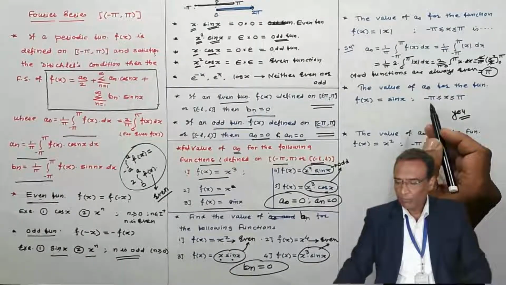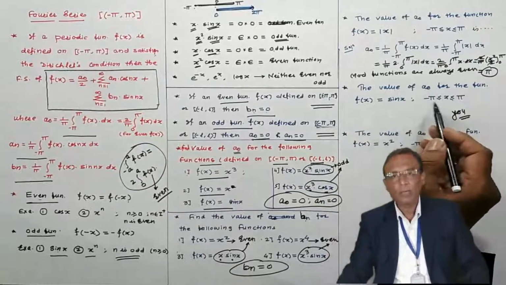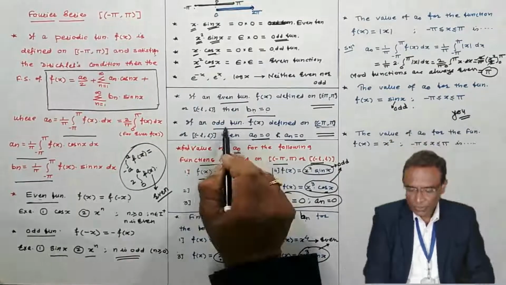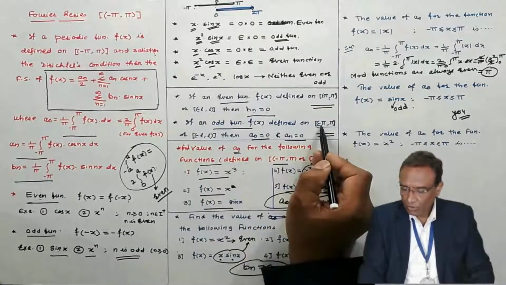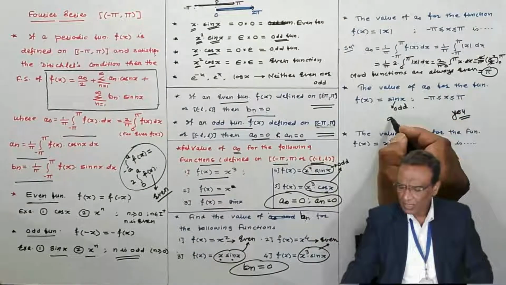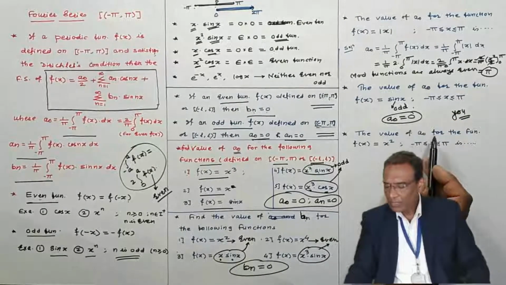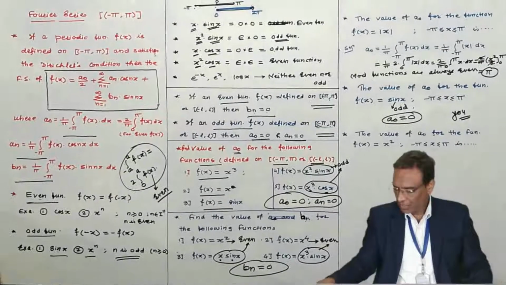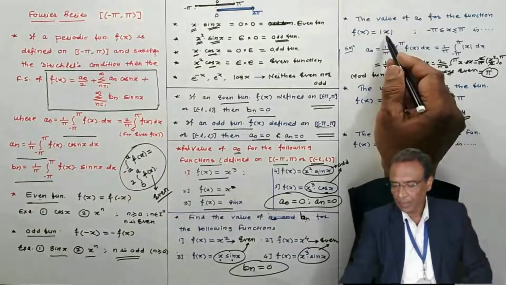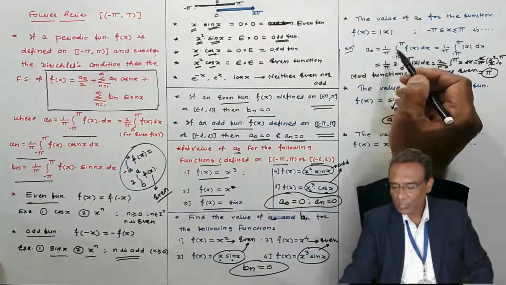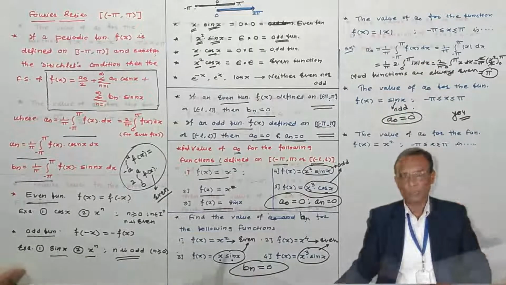Now the value of a0 for this function. This function is an odd function, a sine function. The function is odd, defined on minus pi to pi or minus L to L. The value of a0 is directly 0. Value of a0 for the function fx equal to x square. This x square is an even function. Mod x is an even function, x square is an even function. By using this procedure, you can find out the value of a0.